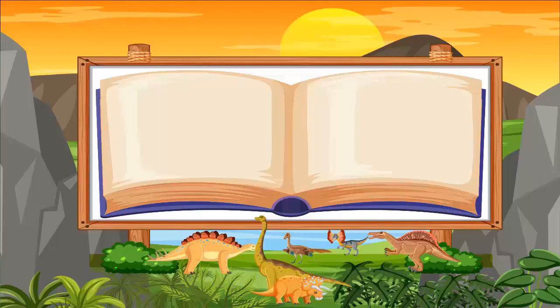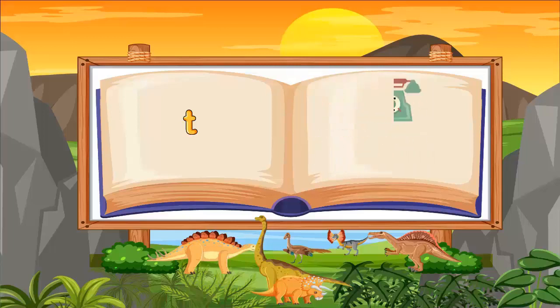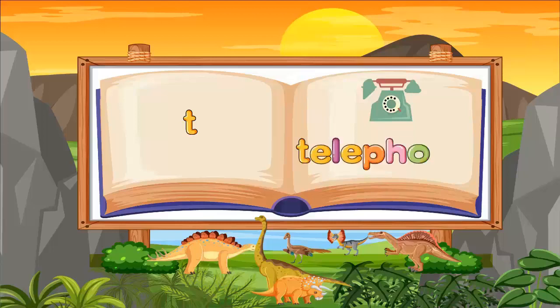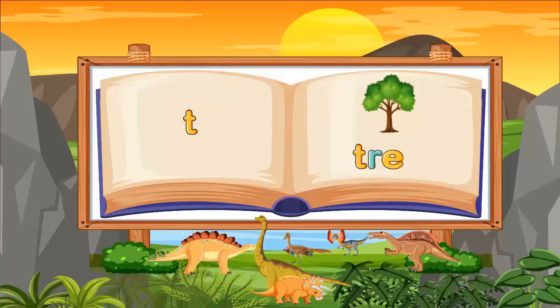We are going to learn words starting with the letter T. T for tiger, T I G E R, tiger. T for telephone, T E L E P H O N E, telephone. T for tree, T R E E, tree.